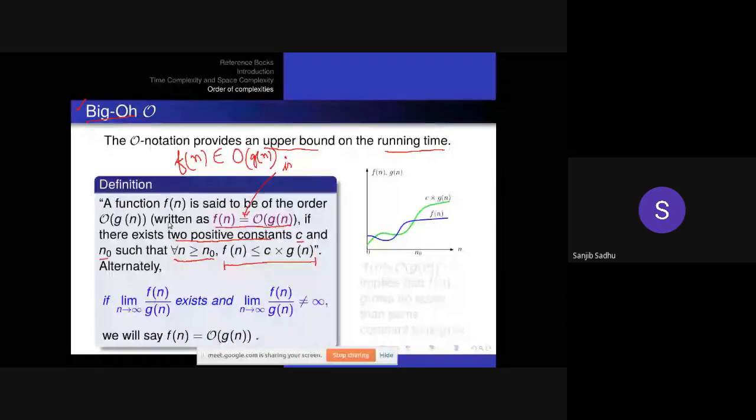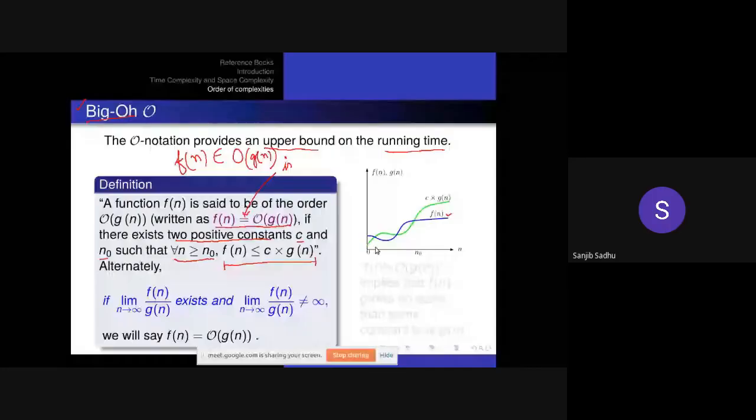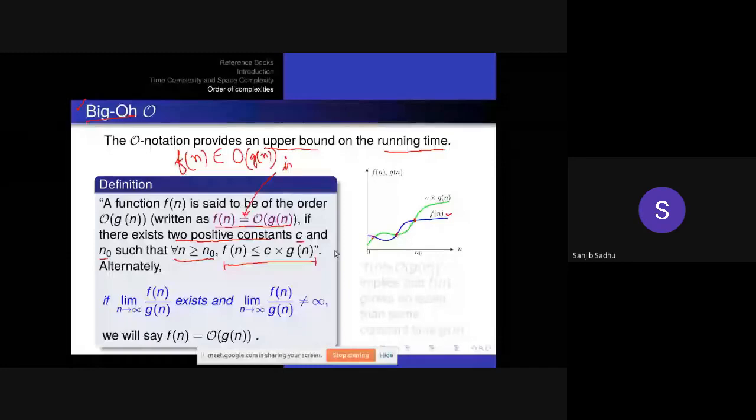Now come here in this figure. See what happens. In this case, this blue curve is fn. Suppose we multiply gn by a constant, I get another curve like this. They may intersect so many times, intersecting here, also intersecting here. But after this point, means after this n naught, n equal to n naught, beyond this, fn is always less than or equal to c into gn.